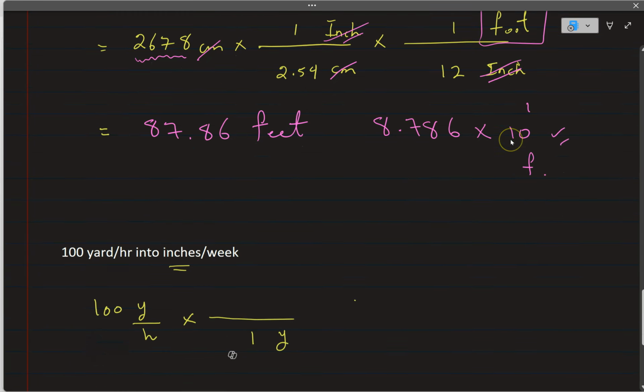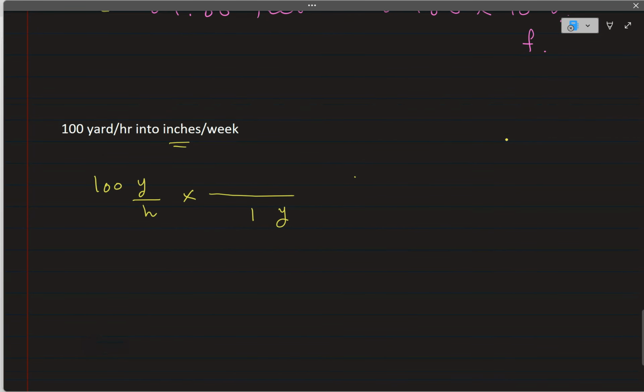So let's go through the yard first. So we go yard and feet. So that's 3 feet. And then from feet, I'm going to put feet there, and then inches, that's 12 inches. So we just took care of the yard. Okay, so we can just do that and do the calculation there. We can technically stop right here and then get whatever we get and then deal with the hour. We can do that. All right, or we can continue.